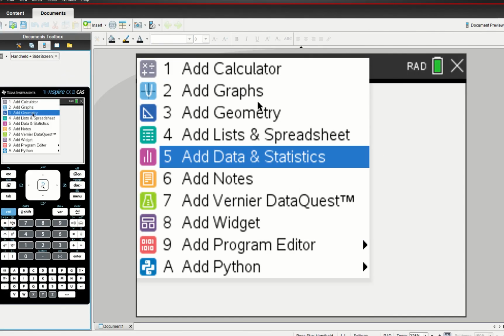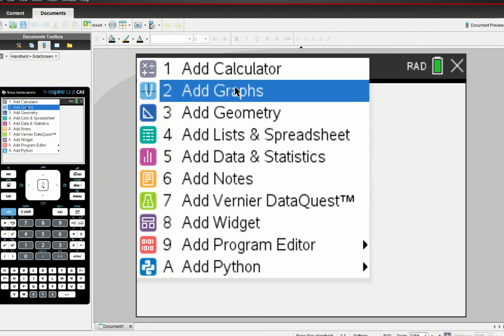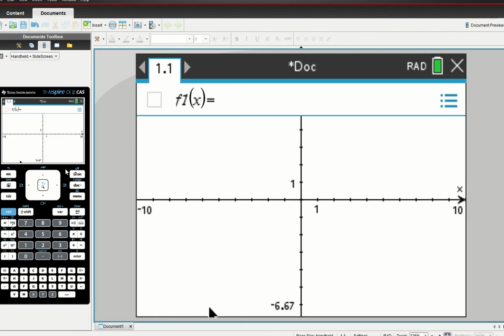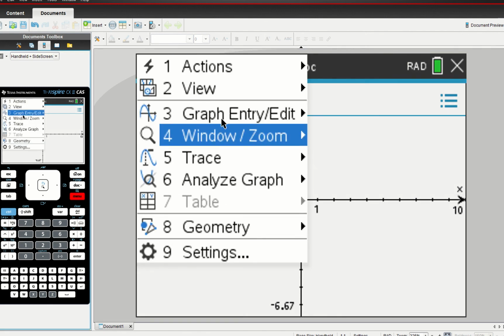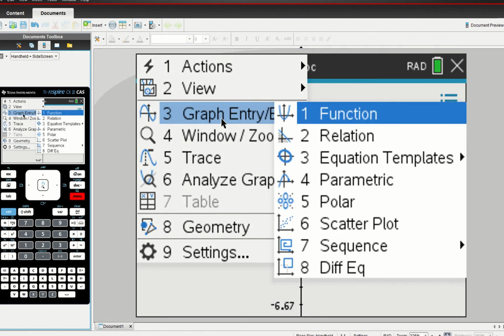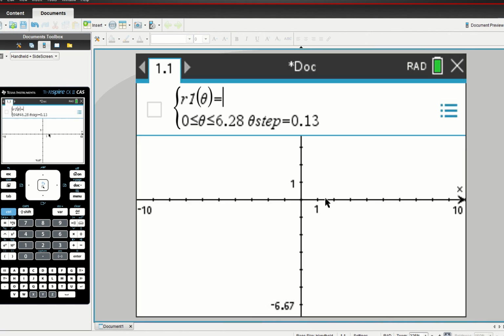All right, so I'm going to go ahead and move to a graph. And what I'm going to do is change this to polar. This, as you notice, is X and Y. So if I go to menu and go to option 3, which tells me the different types of graphing, option 5 is polar. Now this is going to get you from 0 to 2 pi. That's just written as a decimal.